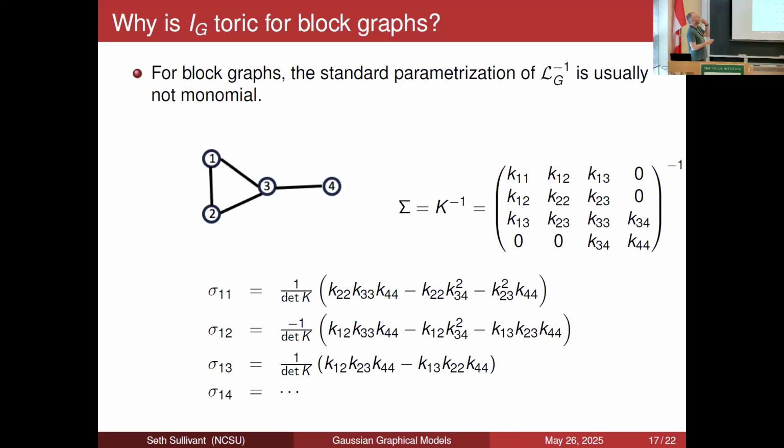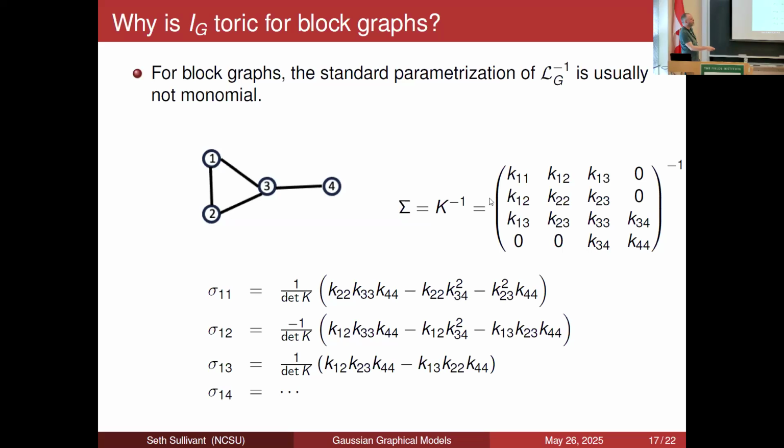Okay. So actually, I like this example. It's sort of a weird thing that these things are toric, because these models all have a natural parameterization, which is to take this K matrix and invert it. That actually gives you a parameterization. This is a block graph, so I'm supposed to get something toric, but the natural parameterization is not a monomial parameterization, right? Here's an example for this little block graph.